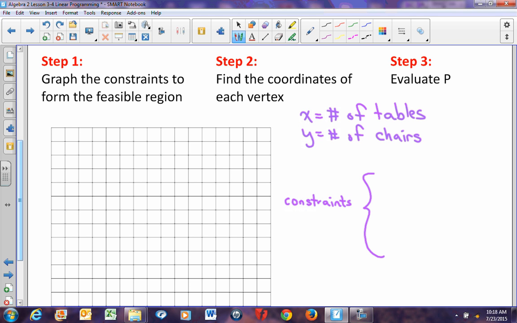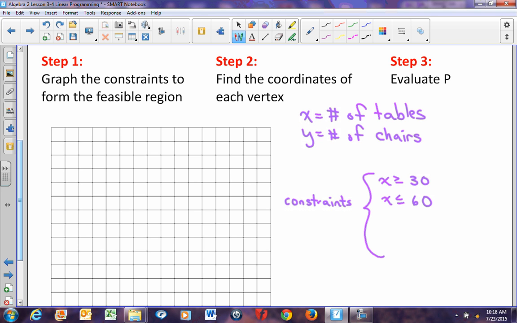They can do between 30 and 60 tables a day. So, x has got to be greater than or equal to 30. But at the same time, it's got to be less than or equal to 60. I could have written that as a compound inequality. I just chose not to because it's easier to write them separately.